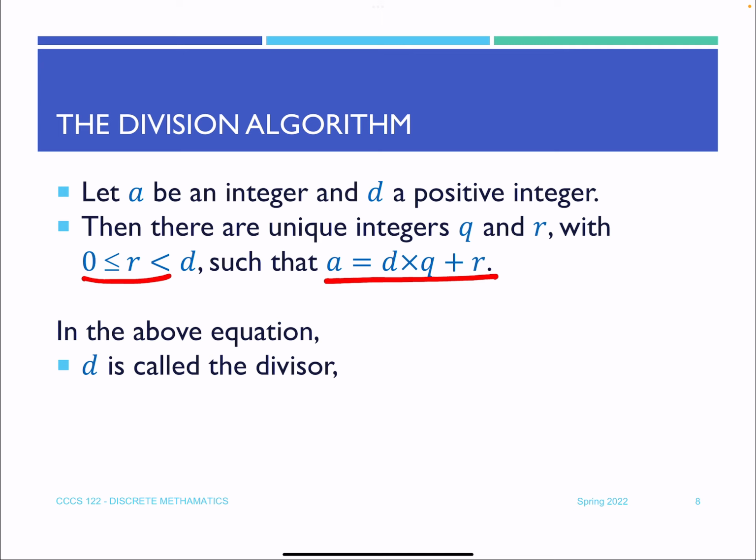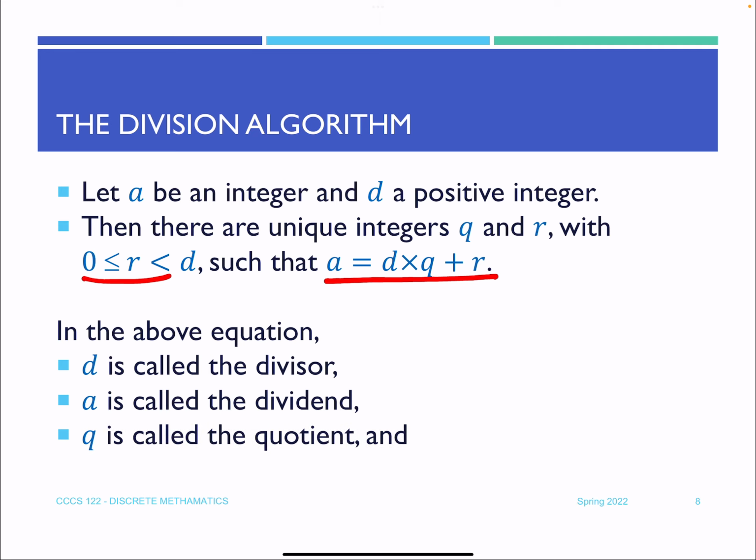Here, d is called the divisor. So d is called the divisor, a is the dividend, q the quotient, and r the remainder.